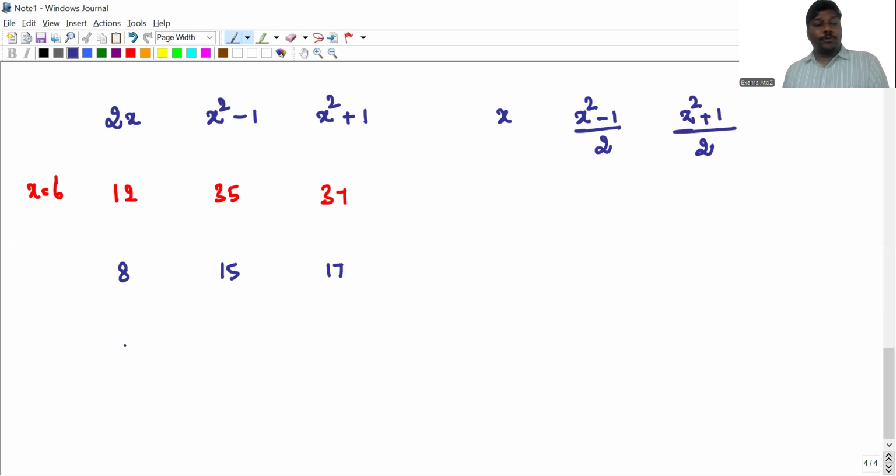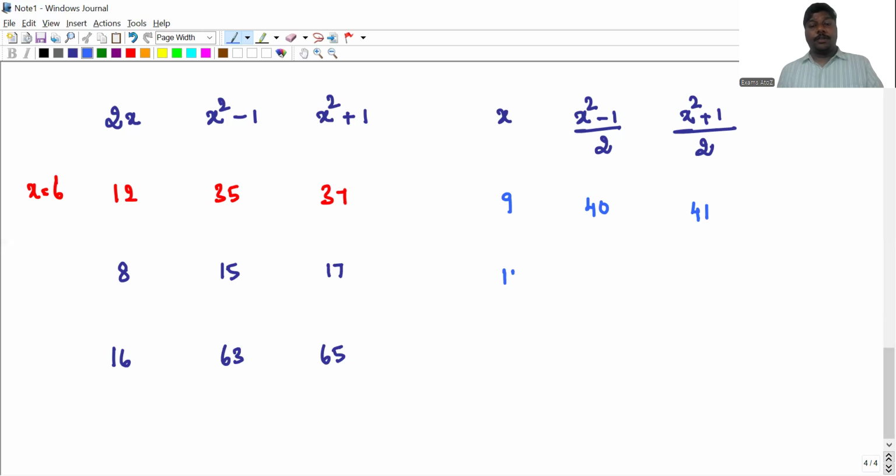Suppose I want it on 16. So I'm putting x equal to 8. What is 8 square minus 1? It is 63. 8 square plus 1 is going to be 65. If I want a triplet based on an odd number, suppose I want a triplet based on 9. So how do I put it? I'll put 9 here. 9 square minus 1 is going to be 81 minus 1, 80. 80 by 2 is 40. Then immediately after that is 41.